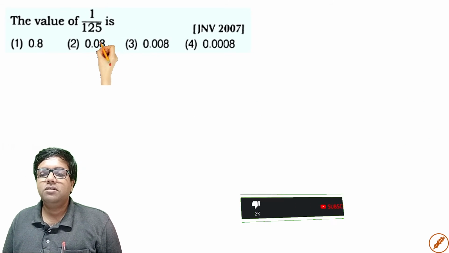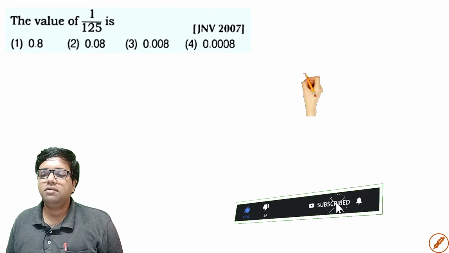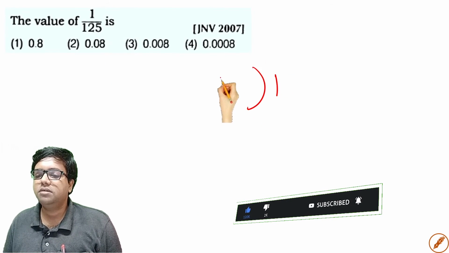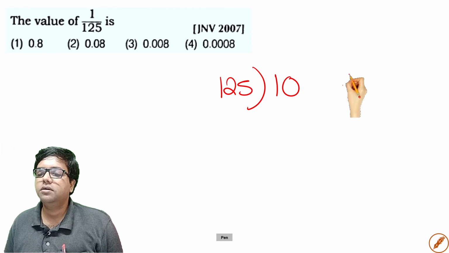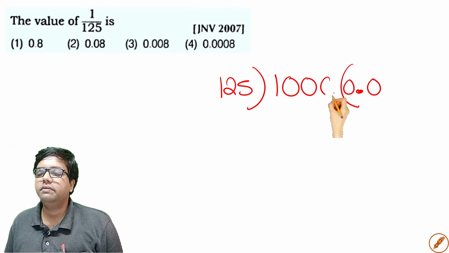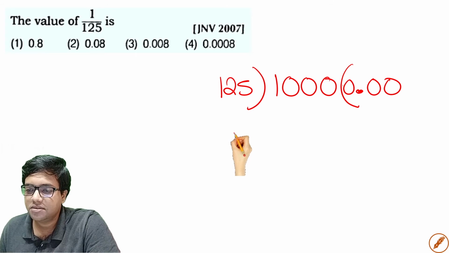The value of 1 by 125. Let's do the division. 1 divided by 125. We will keep a 0 and a point. Not enough. We will keep another 0. Not enough. We will keep one more 0, one more 0, one more 0. Okay. Now it is making some sense.